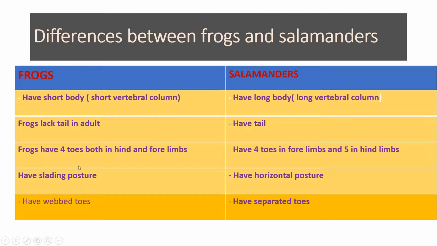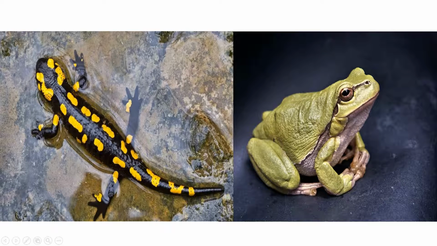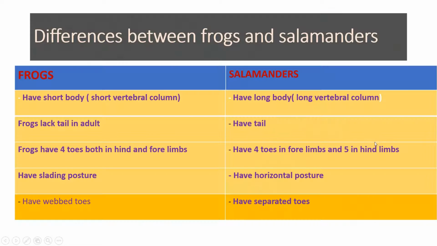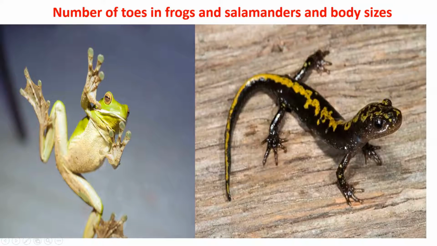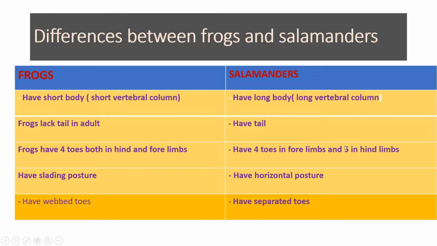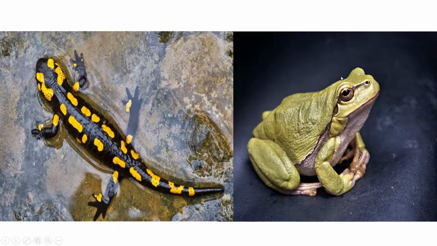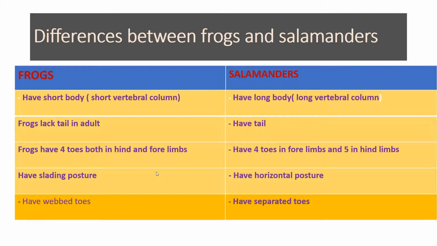Then we look at the posture, how they stand. The posture of a frog is slanting, while the posture of a salamander is horizontal. Look at this. This frog is not vertical, neither is it horizontal. It is in between. And that's why we say the posture is slanting. But for the salamander, you can see the salamander has a horizontal posture when it stands. So that's another difference.